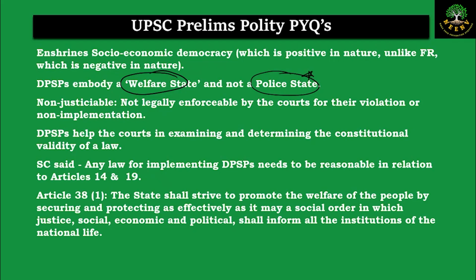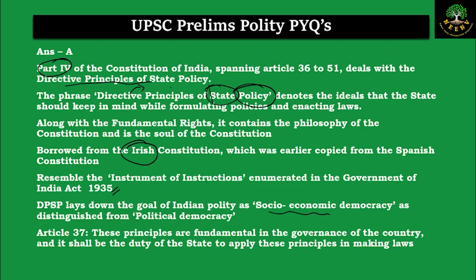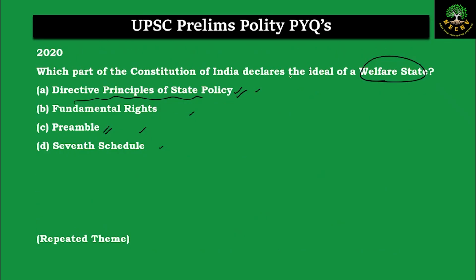The DPSPs embody an idea of welfare state for India, and it is not separately justiciable in a court of law, that is, they are not legally enforceable unless a particular law is made to enforce that particular DPSP. And Article 38(1) very clearly says that the state shall strive to promote the welfare of the people by securing and protecting effectively, as it may, a social order in which justice, social, economic, and political, shall inform all the institutions of the national life. So that is why DPSPs have the idea of welfare state. So B is the correct answer for this question.